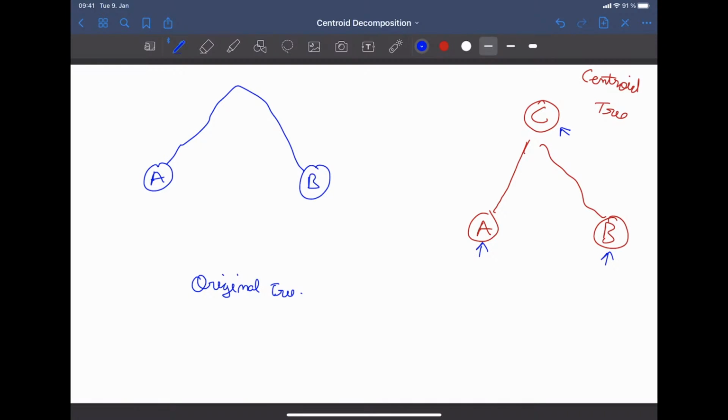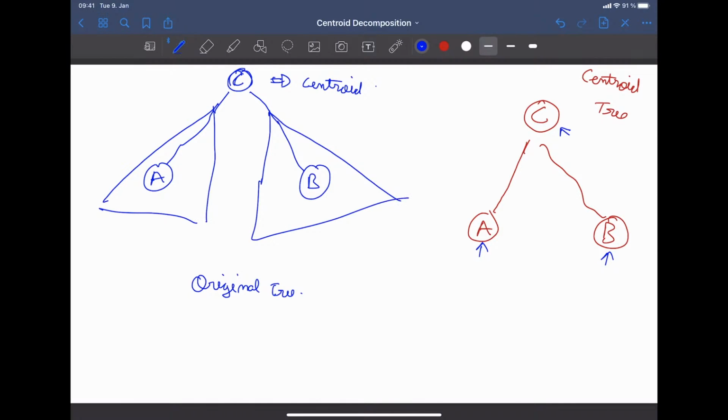The significance is that when node C would have been removed in the original tree, when node C would have become the centroid and it would have been removed, this was the first node which disconnected A and B, or the removal of which caused A and B to go into separate subtrees.